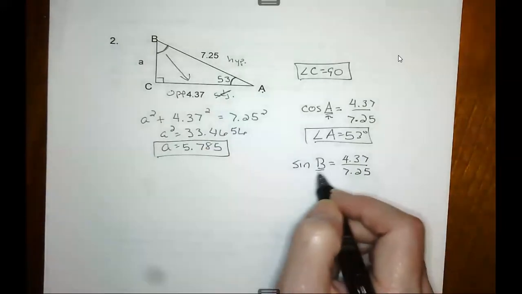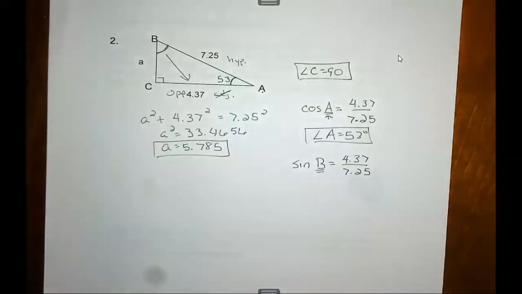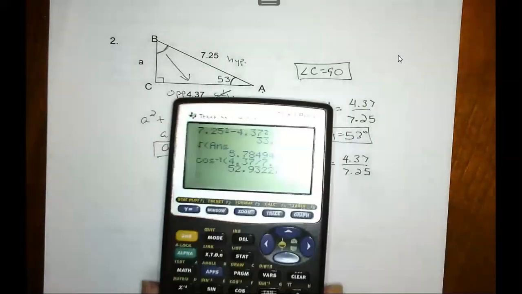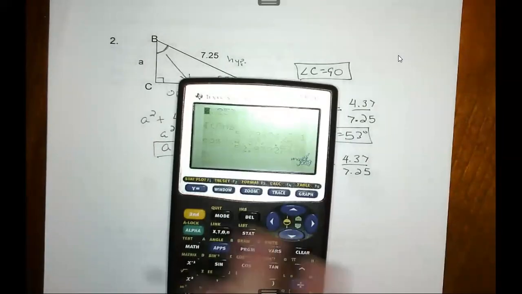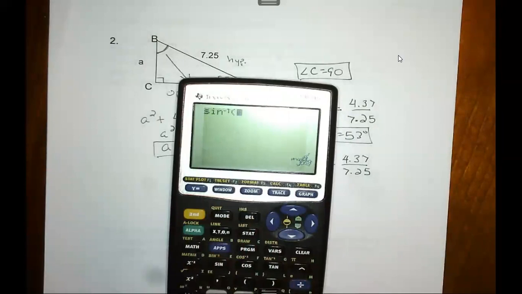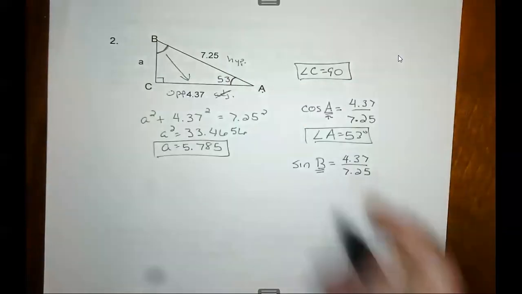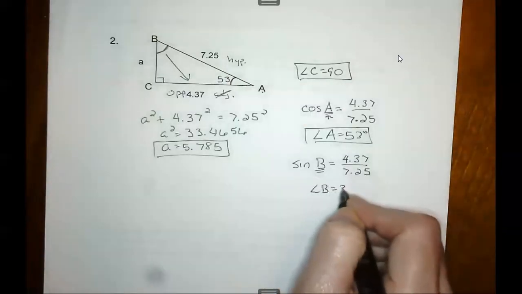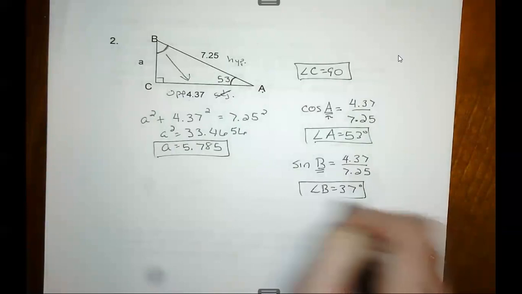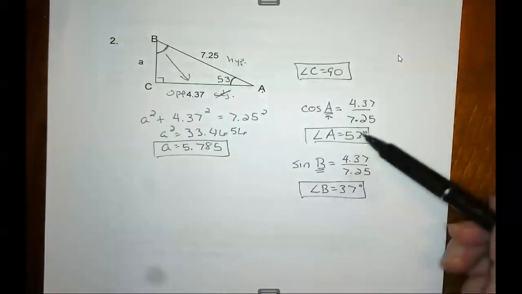Okay, so I'm still looking for an angle here. That means I've got to use an arc or an inverse sine. So arc sine, second sine or sine -1 of 4.37 divided by 7.25. So I get 37 degrees. And those do add up to 180.